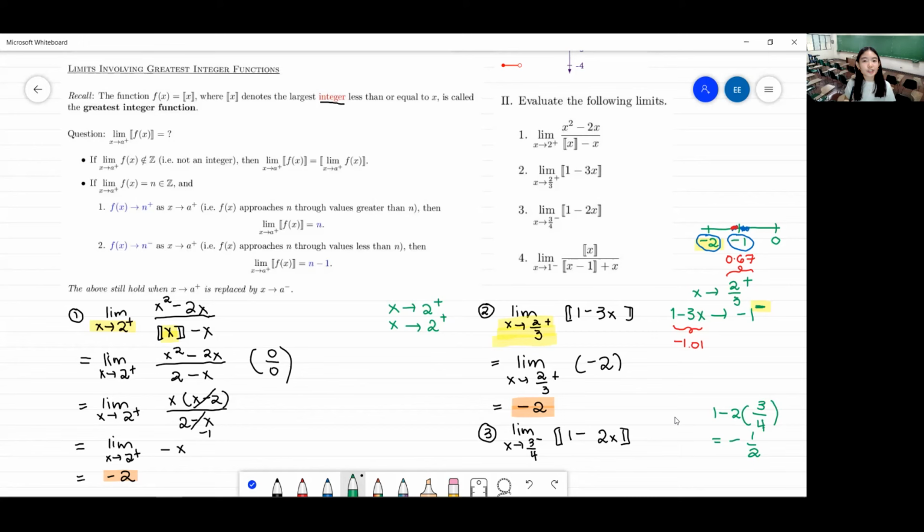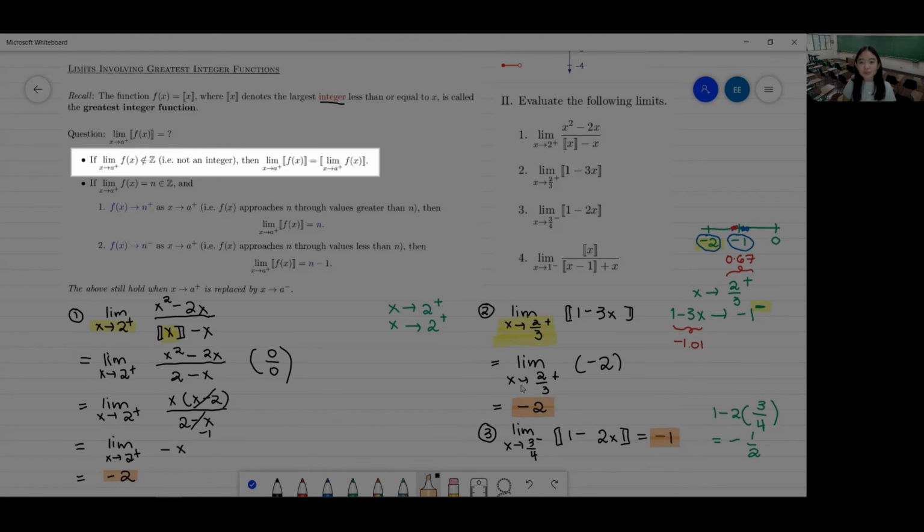Kapag non-integer yung pinapasok mo sa isang GIF, and that's the limit, hindi ambiguous yung definition ng GIF. So therefore, kapag rational, you can just straight away get the GIF of that rational number. The GIF of -1/2 is -1. Actually, limit as x approaches 3/4 from the left ng -1, pero idiretso ko na limit naman kasi nun ay -1 lang rin. So -1 yung final answer here.